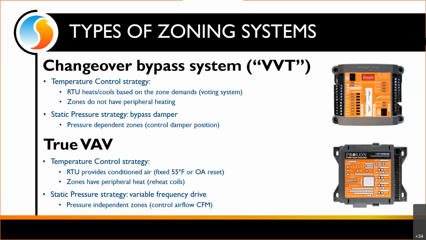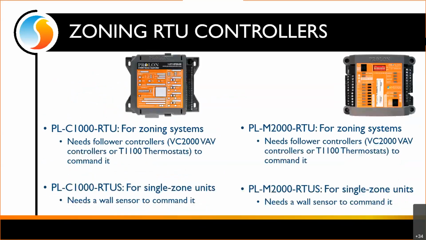Now, on the ProLon side, when we're looking for the zoning rooftop controllers, well, ProLon has two different platforms. There's the C1000 and then there's the M2000. And within each platform, we have two different profiles. There's the C1000 RTU, which is for zoning systems, and the C1000 RTUS, which is for single zone units. So in that case, we do not use the RTUS for a zoning system.